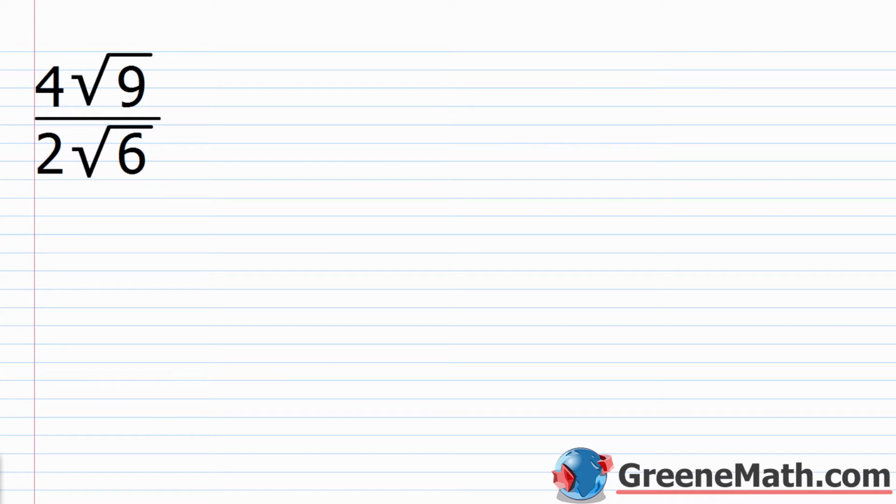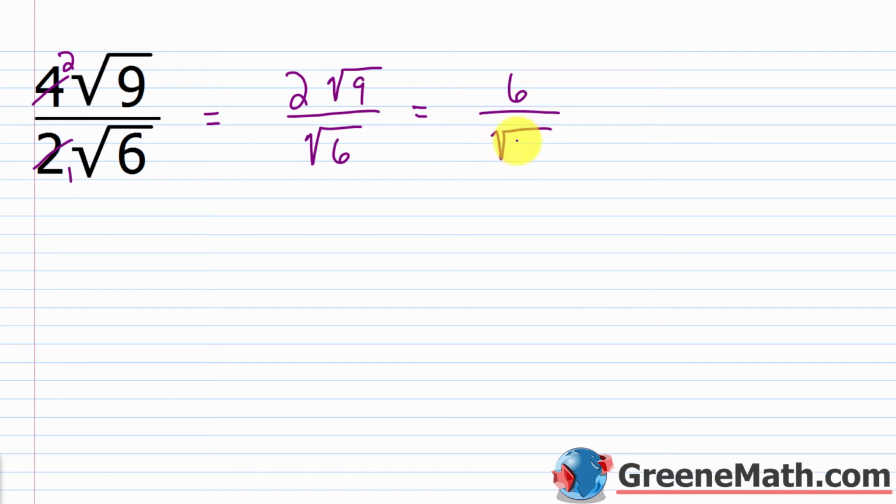Suppose you see something like this, 4 times square root of 9 over 2 times square root of 6. Well, the first thing is, you know you can cancel this 4 with this 2, right? 2 divided by 2 is 1, 4 divided by 2 is 2. So this would turn the problem into 2 times the square root of 9 over the square root of 6. Now, the next thing is the square root of 9 is 3. So we can go ahead and simplify that and say we have 2 times 3, which is 6, over the square root of 6.